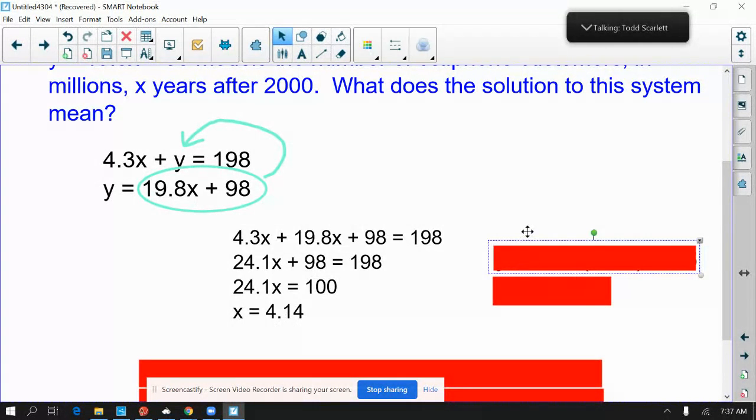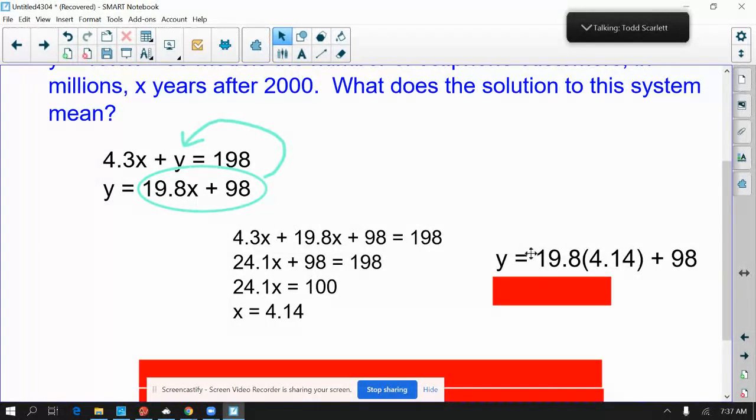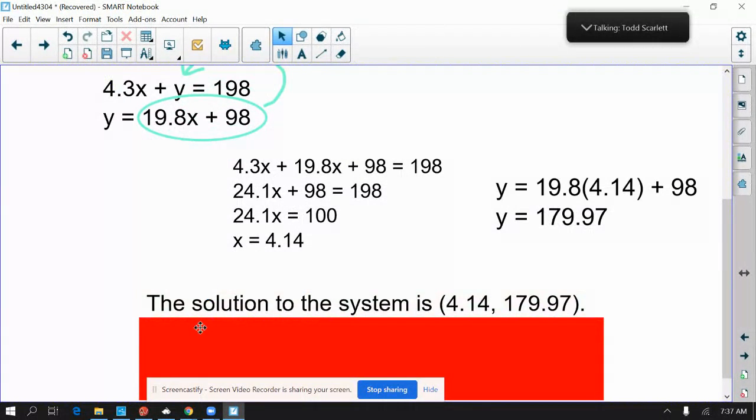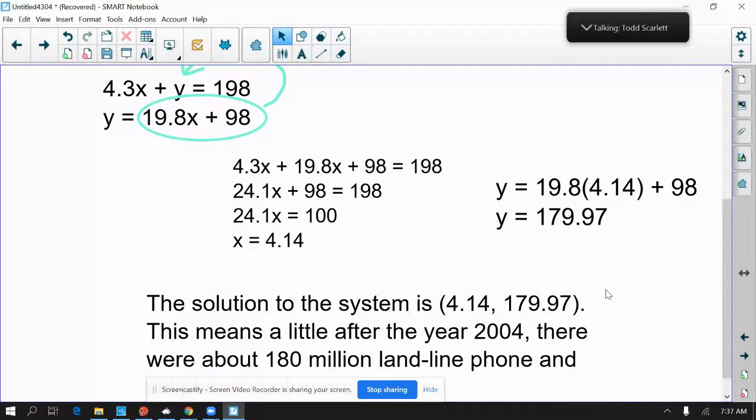To find y, you plug x into any equation. You only have 2 options really here. So the y value is that. Y represented the amount of customers in millions. So in the year 2004, there were, let me reveal the solution here. Here's the mathematical solution. What does that mean? That means in a little bit after the year 2004, there were about 180 million landline customers in America and about 180 million cell phone customers in America.